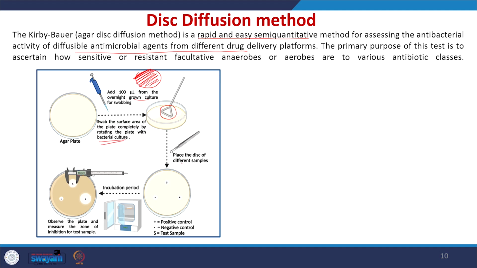Then you have to place the disk of different sample. For example, you made some nanofiber membrane and you want to understand their antibacterial property. You can cut the nanofiber membrane into small circular disc, and that can be kept. And in addition to that, you can keep a negative control, that is only filter paper, and another one is positive control, that is an antibiotic disc. That means completely it will kill the bacteria. So, we can use one positive control and one negative control, and also we can use the sample. So, the positive control is antibiotic disc.